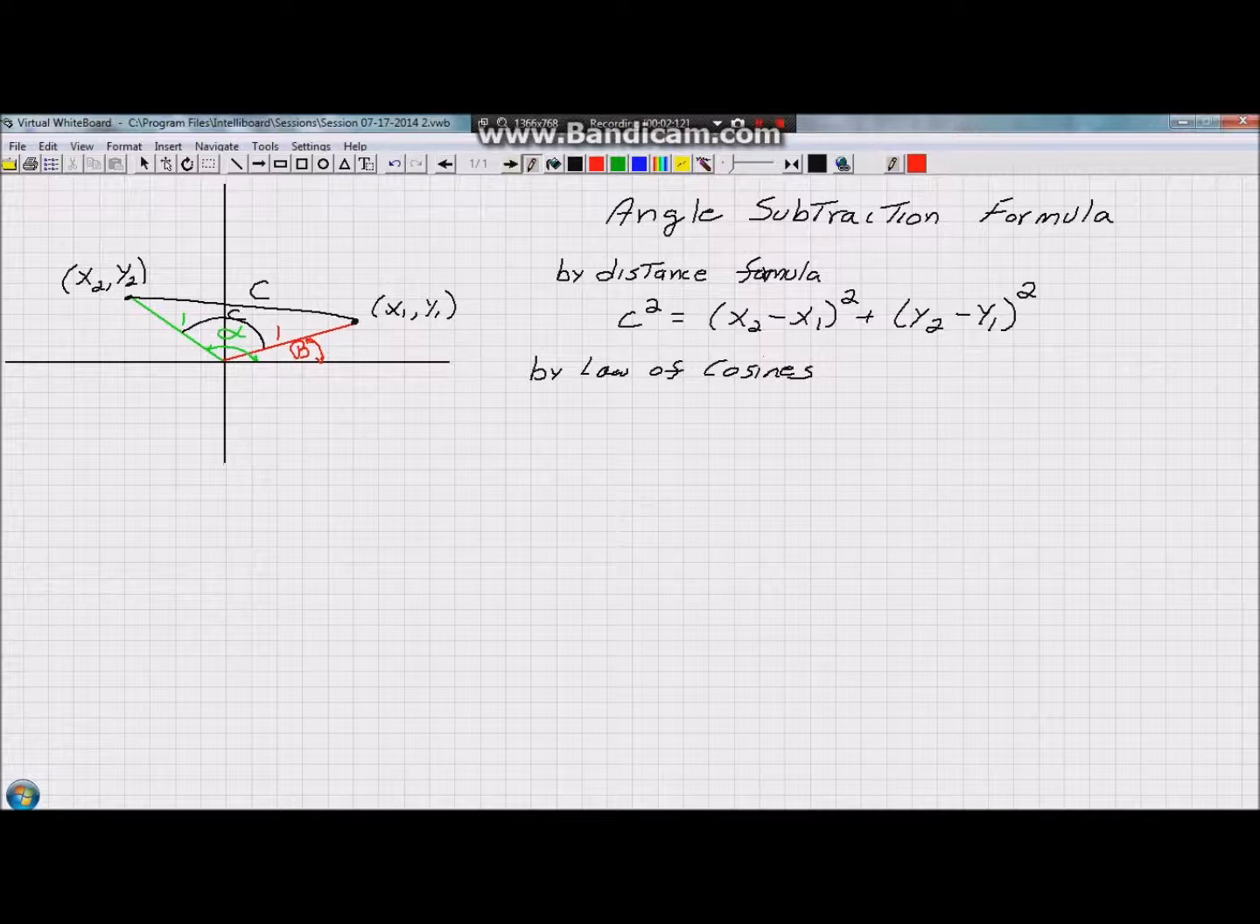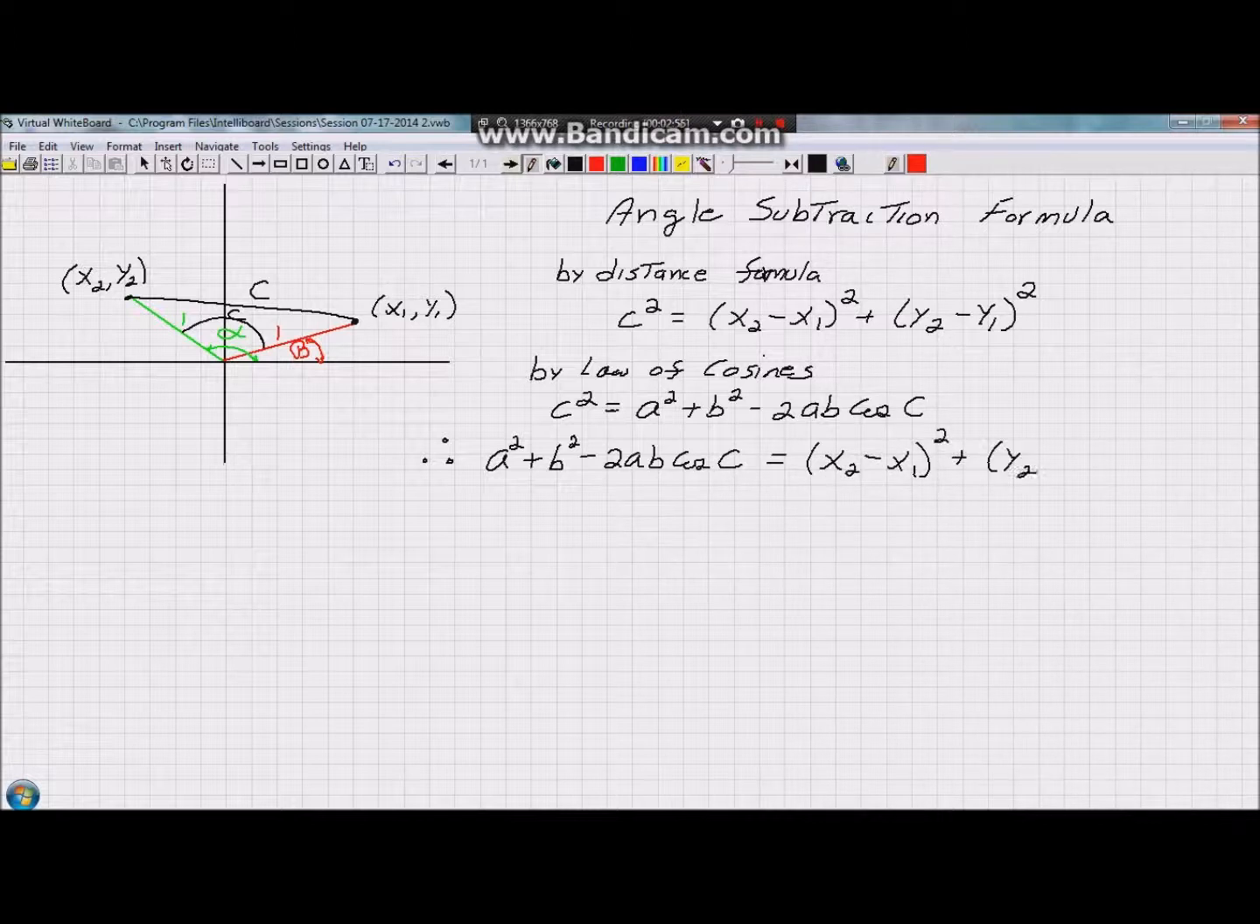By law of cosines, I can also find the length of C. The law of cosines formula is C squared equals a squared plus b squared minus 2ab times cosine C. Since both equations equal C squared, they have to equal each other. I set the equations equal, and then I again use some properties from trigonometry.